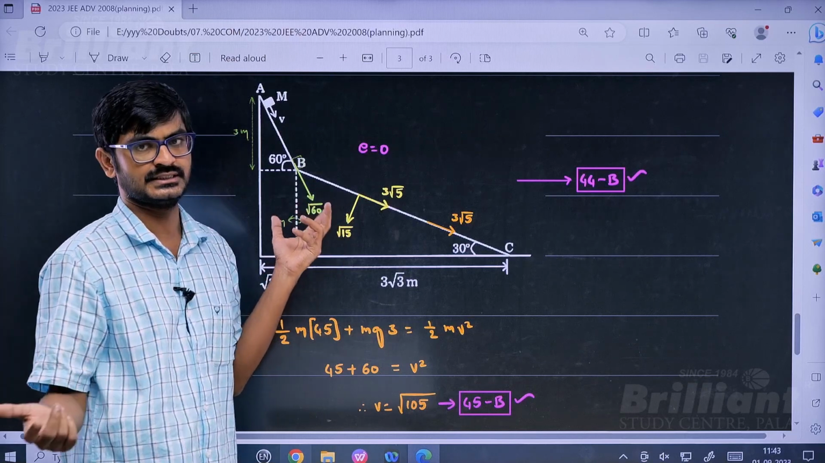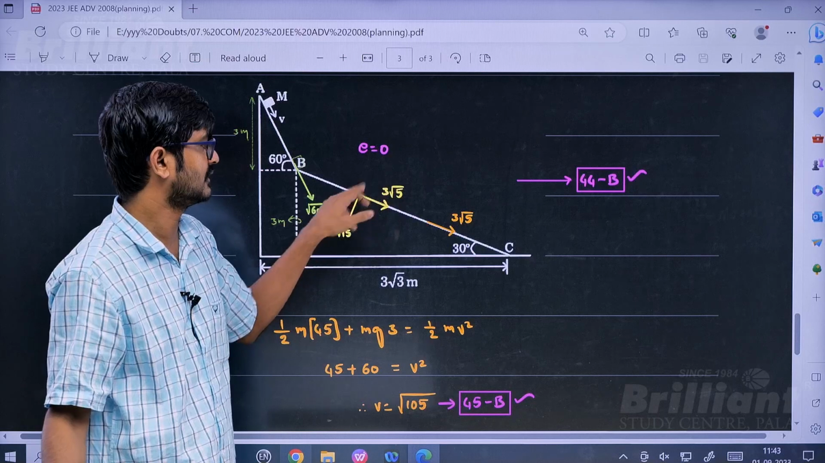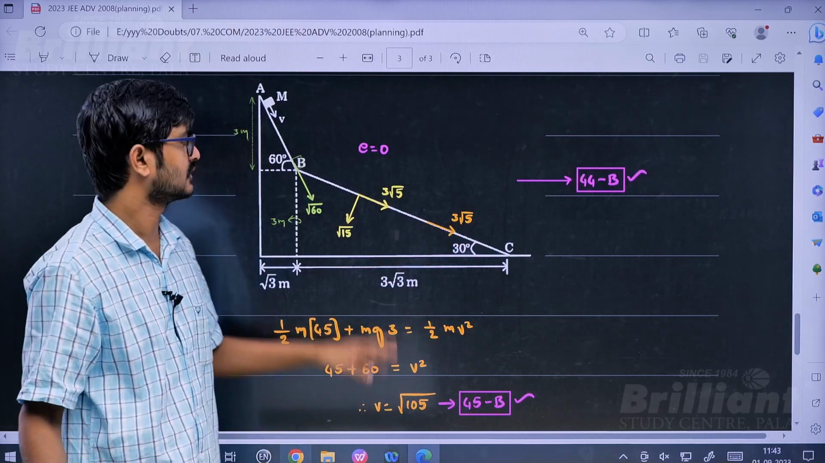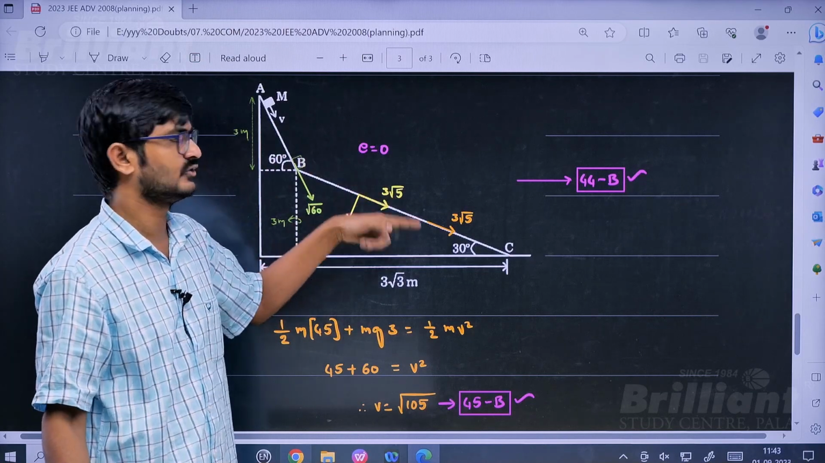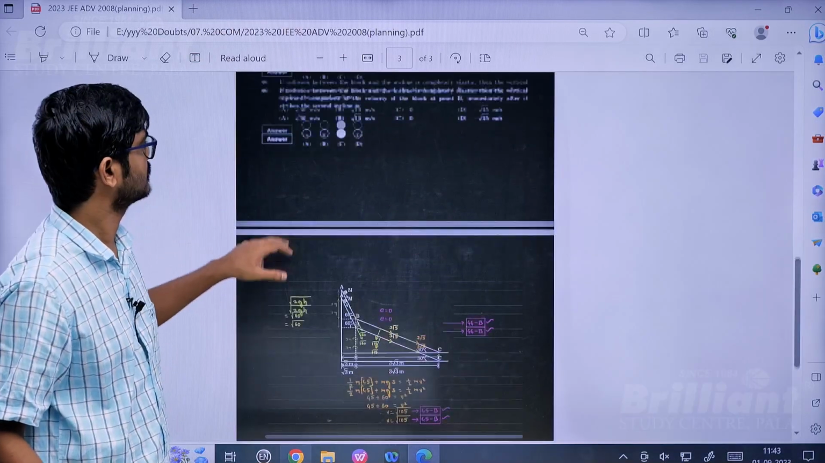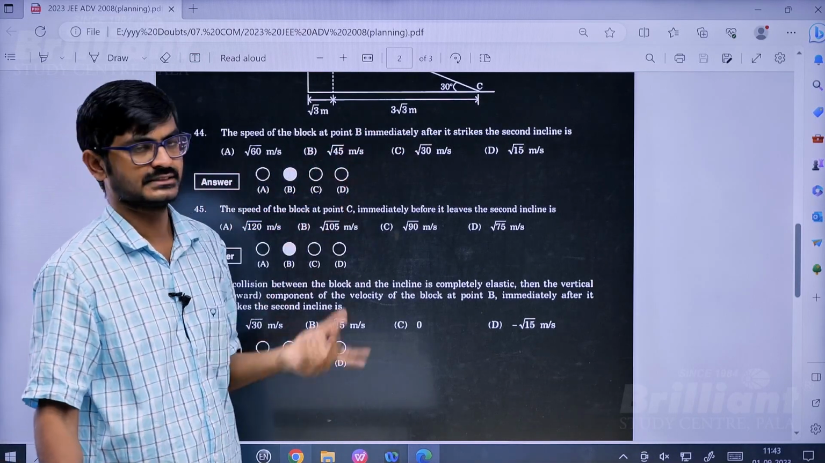Velocity of approach doesn't matter, velocity of separation will be 0. So, along this direction, velocity will become 0. So, its velocity will become 3 root 5. After collision, if it is inelastic, only 3 root 5 will survive. That is, 3 root 5 is root 45. That's the first question's answer: the speed of the block at B immediately after it strikes the second incline.